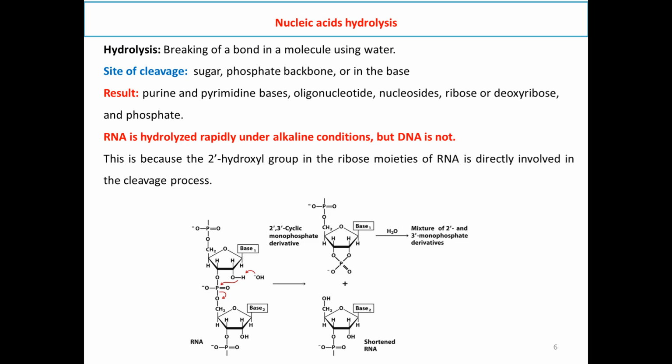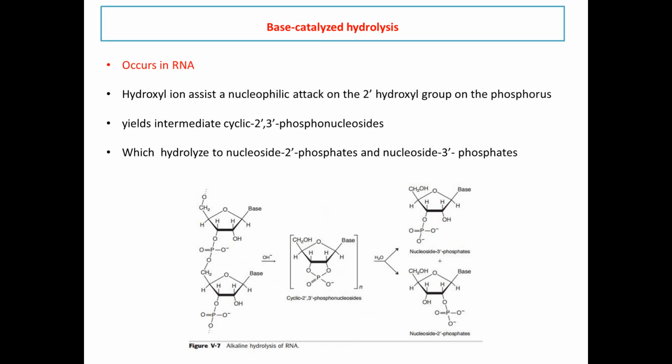With the addition of water to this compound, we can get a mixture of 2' and 3' monophosphate derivatives. Sometimes it will be the 2' phosphate, or it may be the 3' phosphate. So this is the central intermediate compound. This is the base hydrolysis that occurs in RNA, where the hydroxyl ion acts as a nucleophile and attacks the 2' hydroxyl group on the phosphorus. You get the intermediate cyclic 2',3'-phosphonucleoside, which hydrolyzes to nucleoside 2'-phosphate and nucleoside 3'-phosphate.